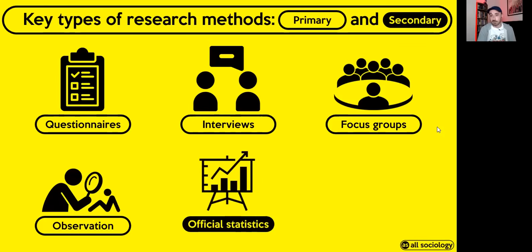Okay. We've also then got 2 secondary methods, and they were all primary methods, by the way. The secondary methods, I'm going to look at one quantitative, which is official statistics, and these come straight from the government, and they can produce statistics on all manner of things, and you can find some of those easily for yourself as a sociologist by looking at the internet.